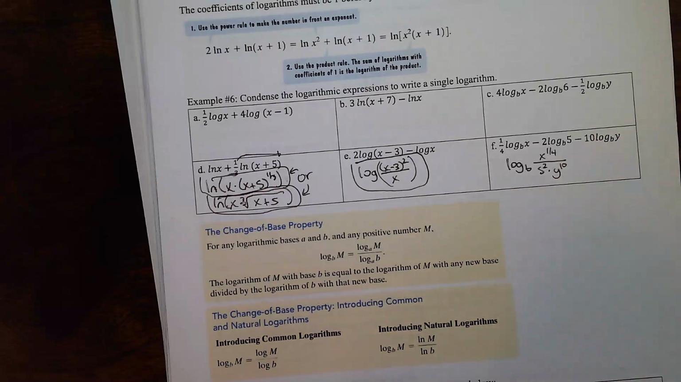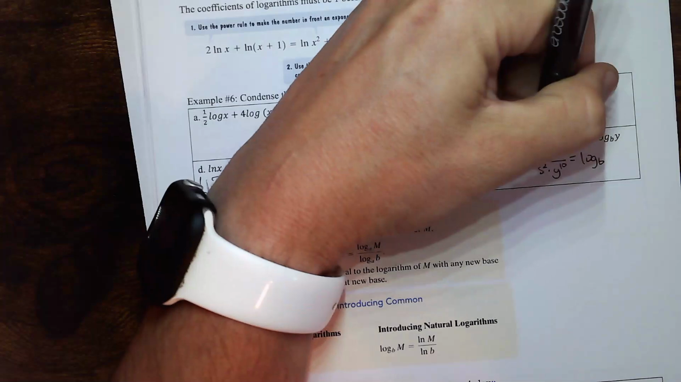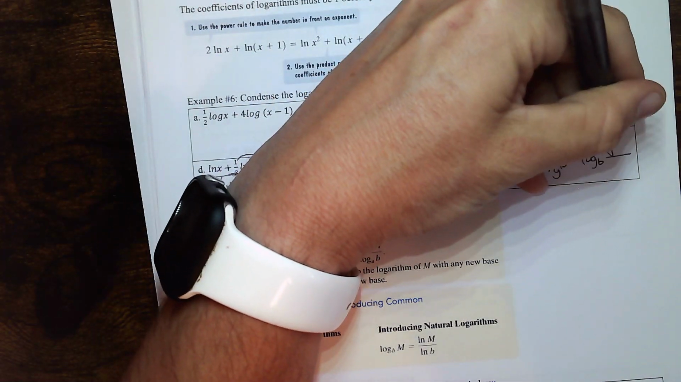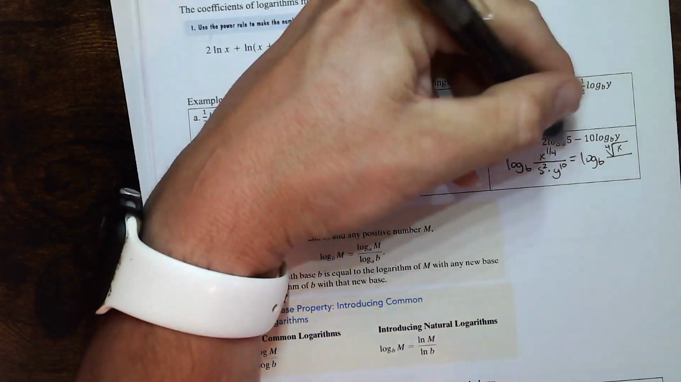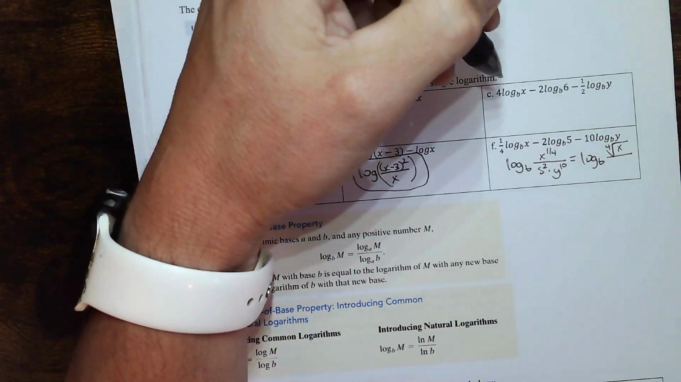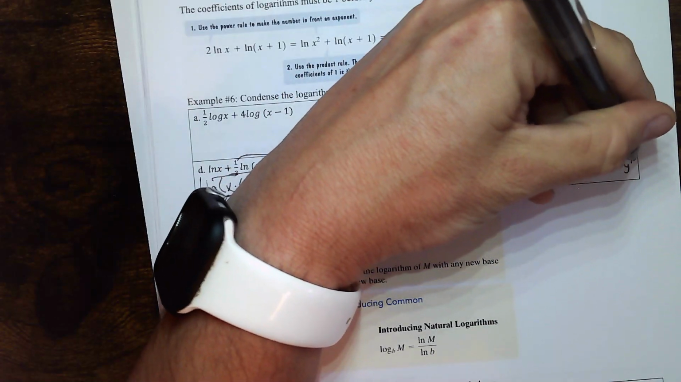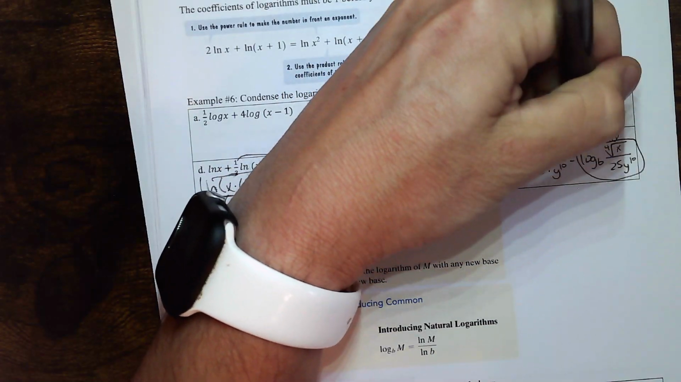Now you could simplify this a little bit. That's technically right. Remember, the 1/4 power would be the fourth root of x, because x would have an exponent of 1, and then this denominator tells you the root. 5 squared is 25, and then y to the 10th. So that's a little bit more simplified version of that.